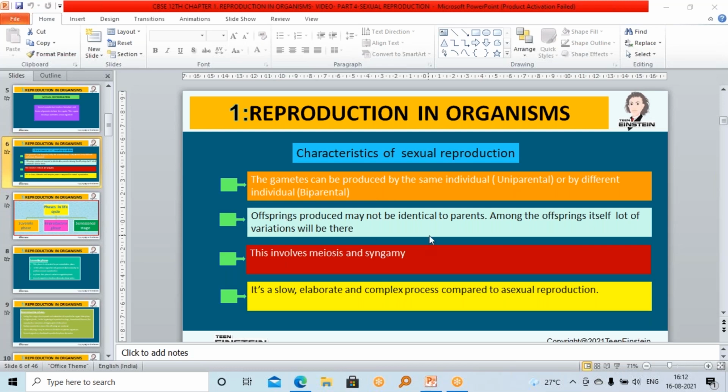Next, offspring produced may not be identical to parents. The offspring or the young ones which are produced may not be identical to the parents. So among the offspring themselves, a lot of variations will be there. There will be a lot of variation among the individuals also. And this involves meiosis and syngamy. This procedure involves meiosis, which is the reduction division, and syngamy.